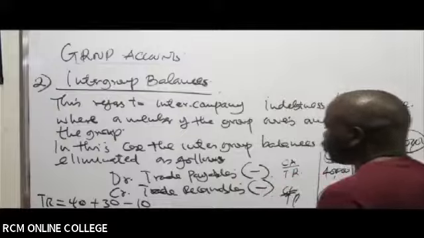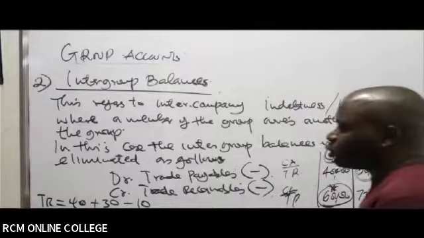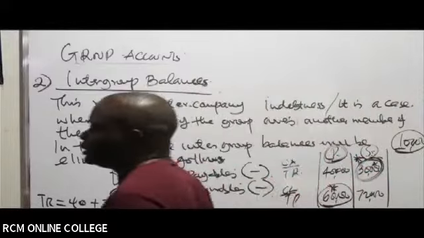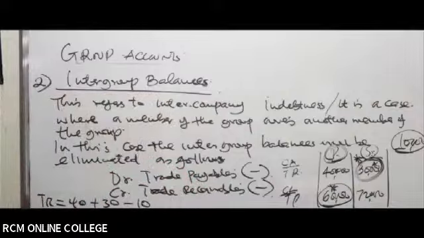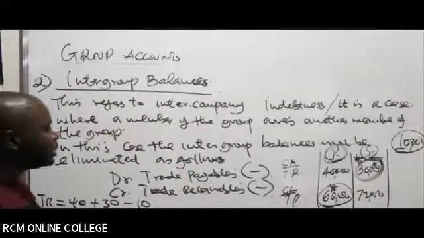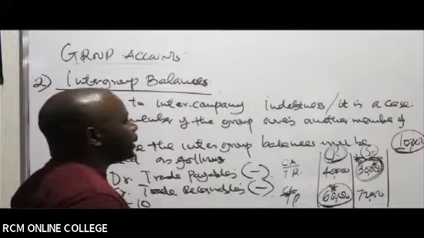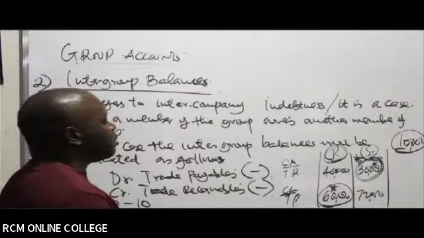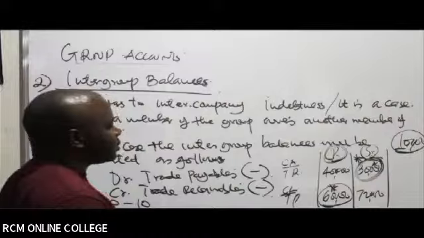So you don't keep it, because it's like you're doubling already. You have to remove it. You eliminate that intercompany balance, or intercompany owing. So that's what will be happening.